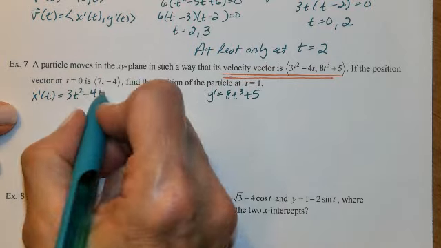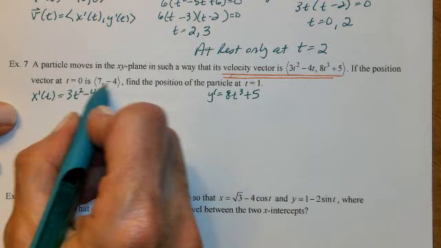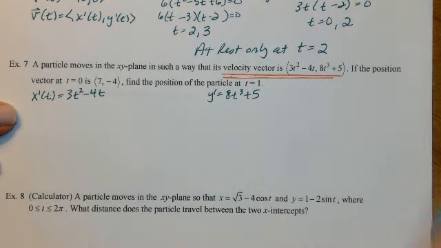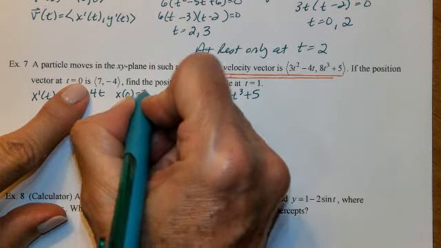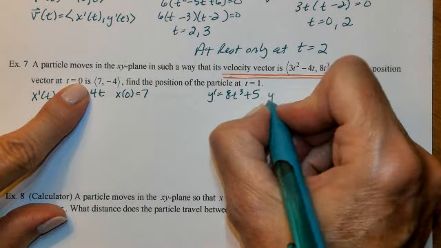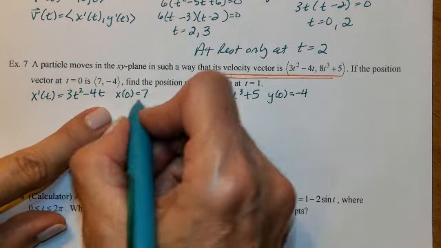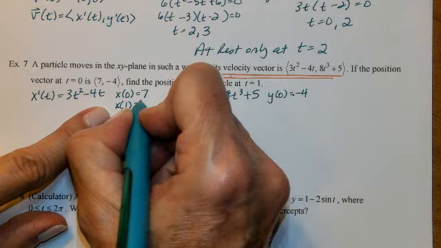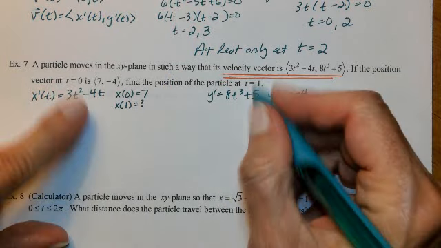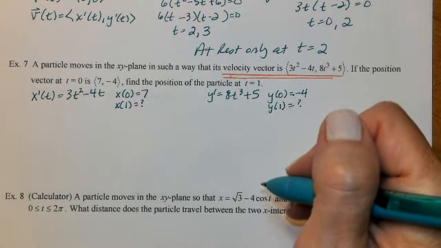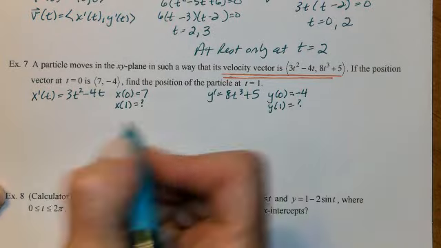So you have to say those if you're going to use them. Okay? Now, we want the position at time 1. We have the position at time 0. So they are giving us x at 0 is 7, and they're giving us y at 0 is negative 4. Then they want us to find x at 1 and y at 1. Using the first fundamental theorem of calculus, I'm going to set it up.